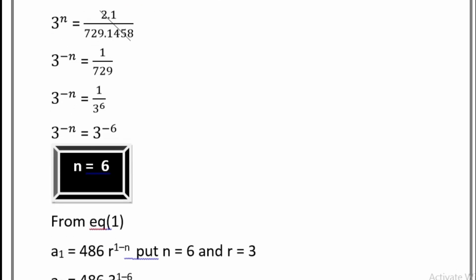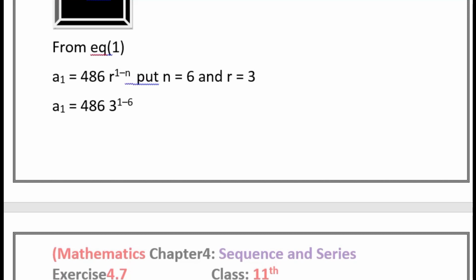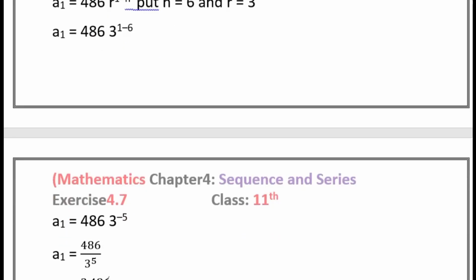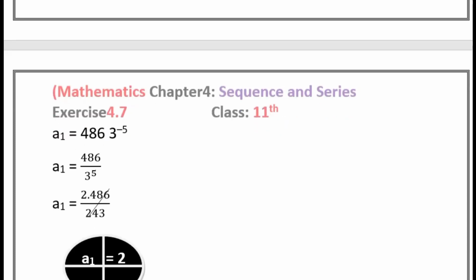From equation 2, a1 is equal to 486 r power 1 minus n. Put n is equal to 6 and r is equal to 3, so 486 times 3 power 1 minus 6, so 486 times 3 power minus 5. Taking 3 power minus 5 to the denominator, positive term, so 486 divided by 3 power 5, which is 243, so a1 is equal to 2, which is the required solution.